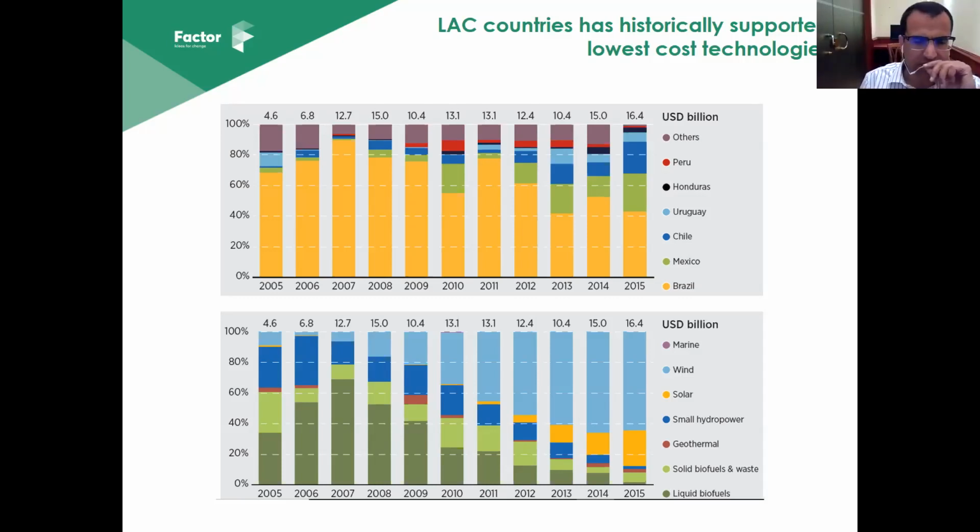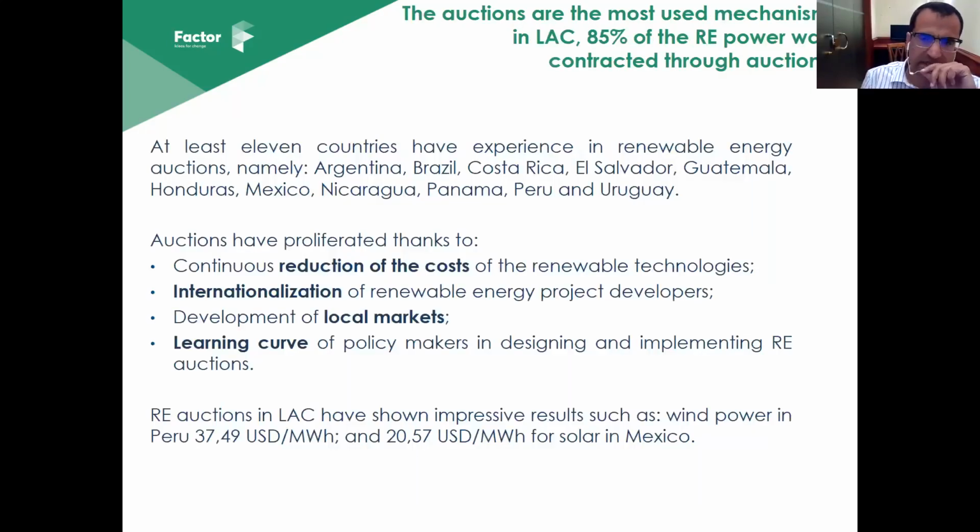Of course, part of the success of these new technologies is the implementation of auctions. We can see that in the last year, 85% of the renewable electricity was contracted through auctions. In the region, we can find at least 11 countries that have designed and implemented some kind of renewable energy auction, with one or several renewable energy technologies. Of course, other countries have electricity auctions in which renewables can compete. This is why Chile is not in this list, because they do technology-neutral auctions.